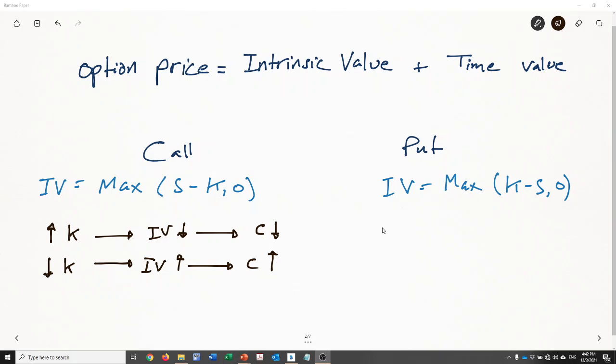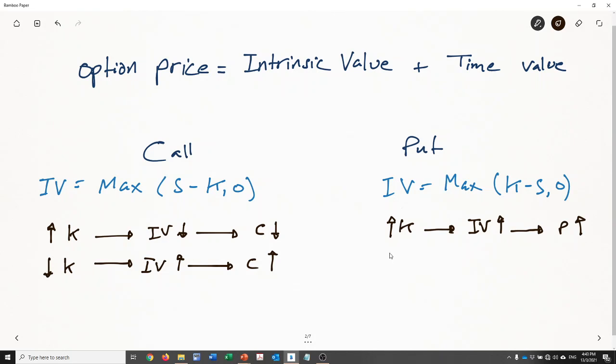Let's look at what will happen if we change K on the put option price. So if we increase the strike price, what will happen to the intrinsic value? Well, if K becomes larger, the difference will become larger, which means the intrinsic value will increase. If the intrinsic value increases, what will happen to the put option price? It will increase as well.